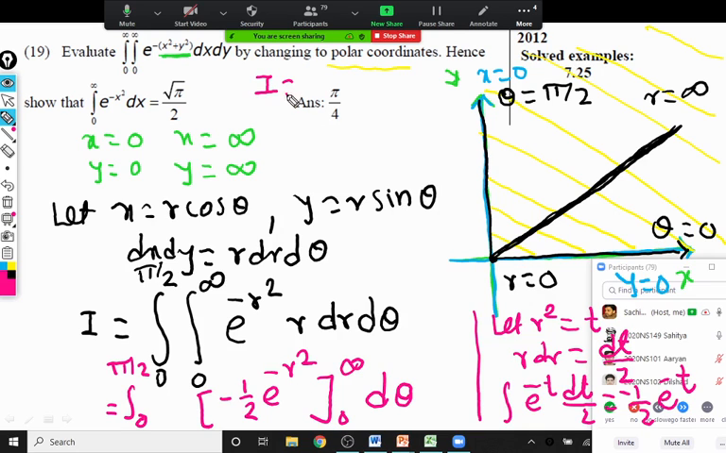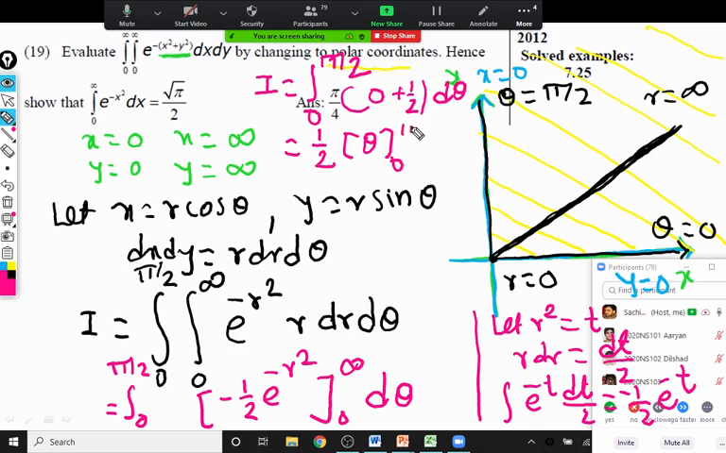The value of integral will come 0 to pi by 2. This is e raised to minus infinity 0, and that minus minus is plus 1 by 2 d theta. So 1 by 2 as it is, integration of d theta is theta, limits 0 to pi by 2. So the value of integral is coming pi by 4. That's the end of the first part of the question.